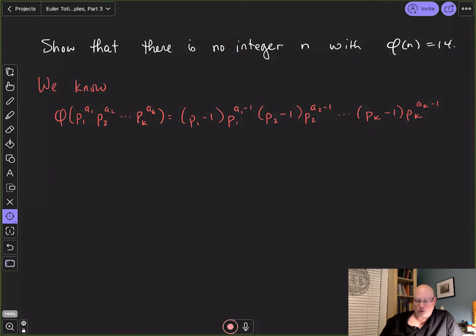Now, in order to show that there's no value of n such that phi of n equals 14, one way to think about it is this: we want phi of n to be 2 times 7. We're just taking 14 and rewriting it into its prime factorization. To a certain degree that makes sense, because phi does have a bunch of primes in there. It also has numbers less than each of those primes, but it does have prime values in there as well.